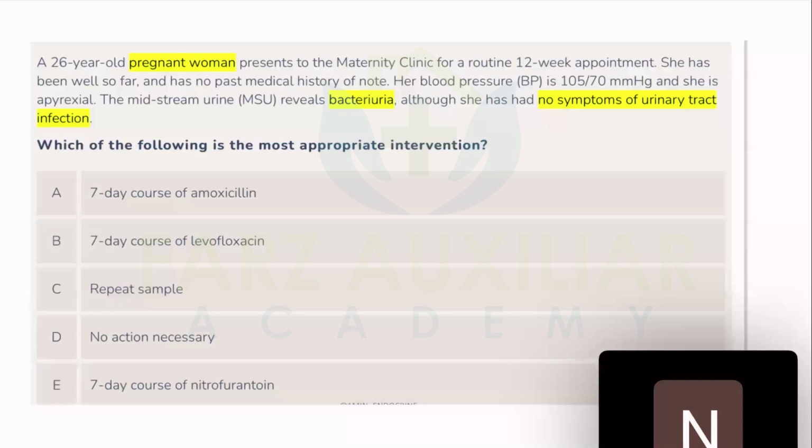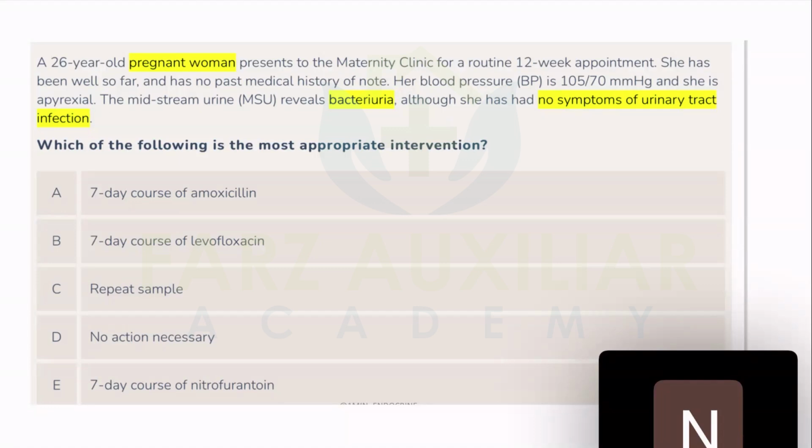Am I clear? Sir, whether nitrofurantoin is safe in 12 weeks of pregnancy? Nitrofurantoin is absolutely safe in pregnancy. It's a drug of choice in pregnancy. So there is no issue of drug safety. A 7-day course of nitrofurantoin is absolutely fine.